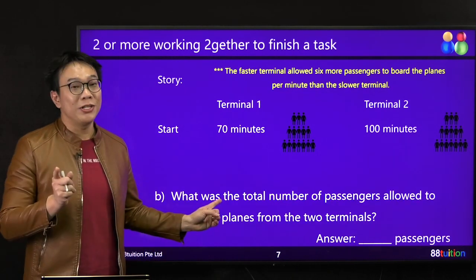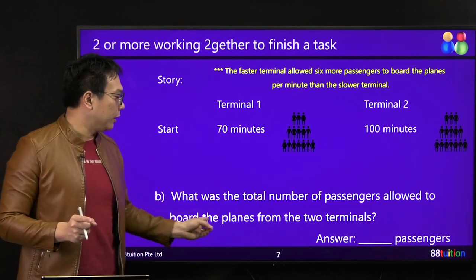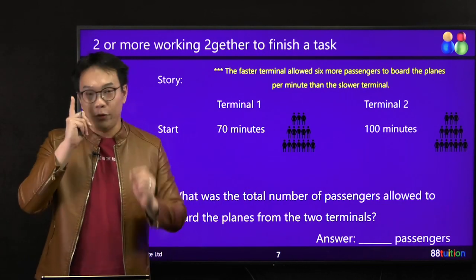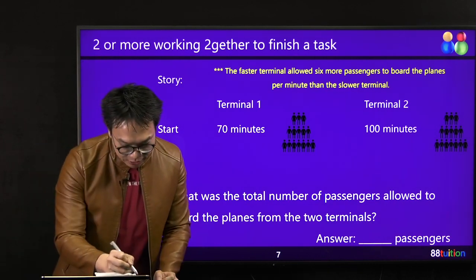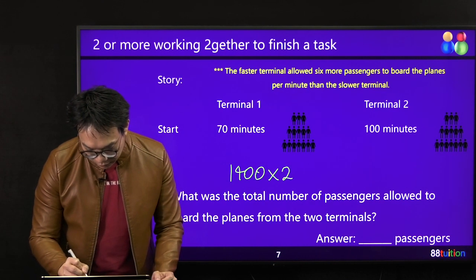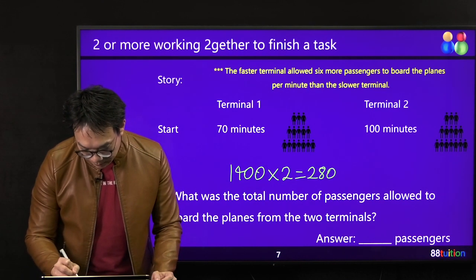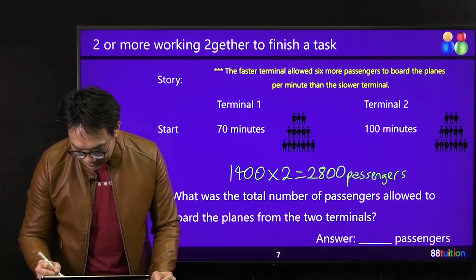All right, the question, remember the question? What was the total number of passengers allowed to board the planes from 2 terminals? So each terminal is 1,400, 2 terminals? Very good. There is this additional step of 1,400 times 2. That will give you 2,800 passengers. All right, is that okay? And that's how you do it.